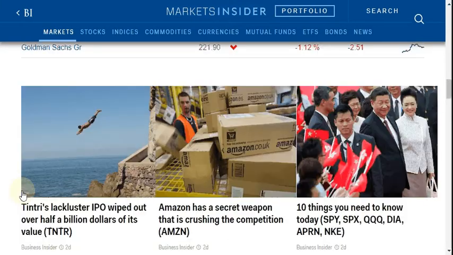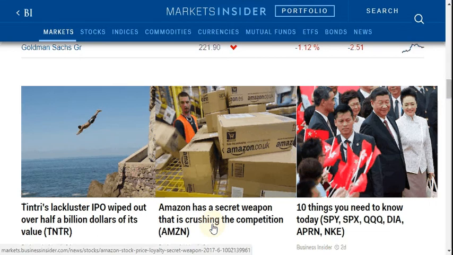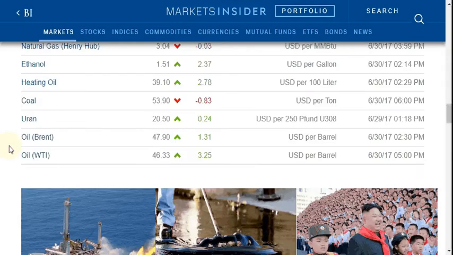Okay, so next, what do we have? Some IPOs over here. Amazon has a secret weapon that is crushing the competition. You can read that particular article. 10 things you need to know today, but that's more on the share side. Over here, commodities, yeah, oil.